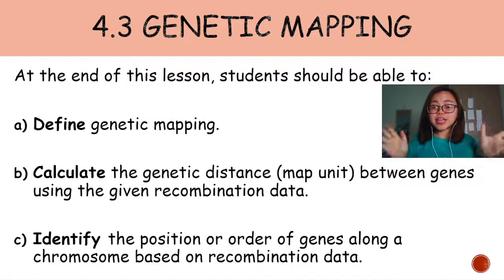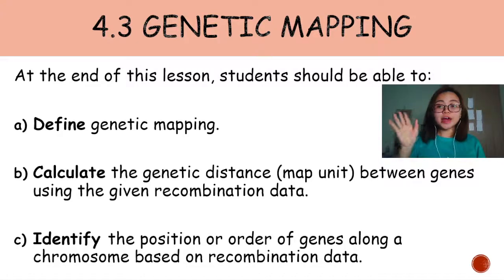These are the learning outcomes for this topic. I hope that by the end of this lesson, you should be able to define what genetic mapping is, calculate the genetic distance or the map units, and last but not least, identify the position or order of genes along a chromosome based on the data that you are provided with.